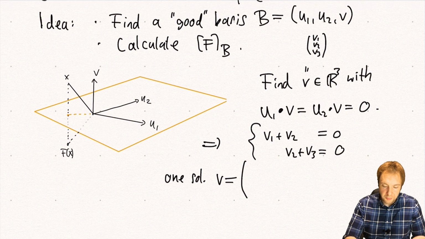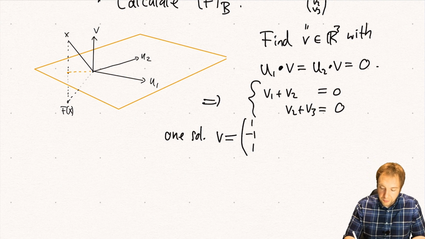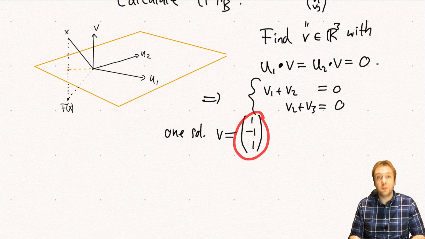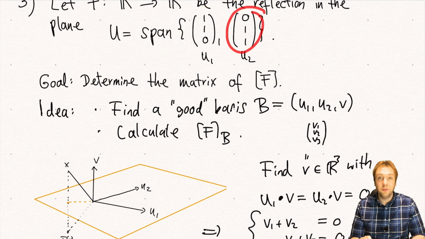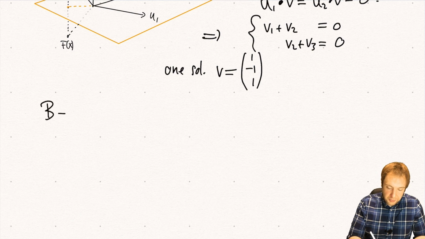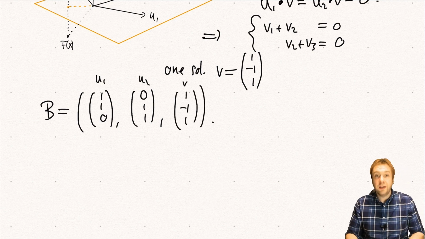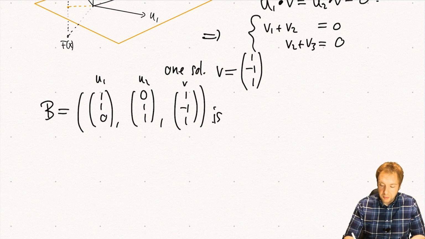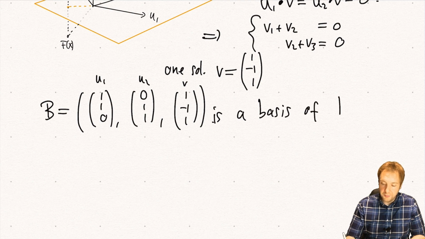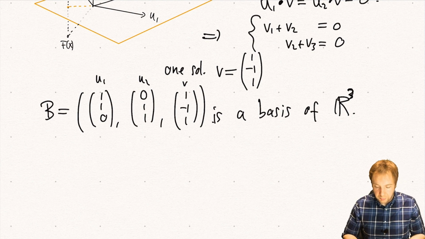there are infinitely many, because any element on this line is a solution. But one simple solution here is, for example, (1, -1, 1). You can check that the vector (1, -1, 1) is orthogonal to (1, 1, 0) and also orthogonal to (0, 1, 1). And so our basis will be the following: (1, 1, 0), u1; (0, 1, 1), u2; and (1, -1, 1), v. And you can check that this is actually a basis of R3. So you need to check that they are linearly independent, but this I will leave out now.